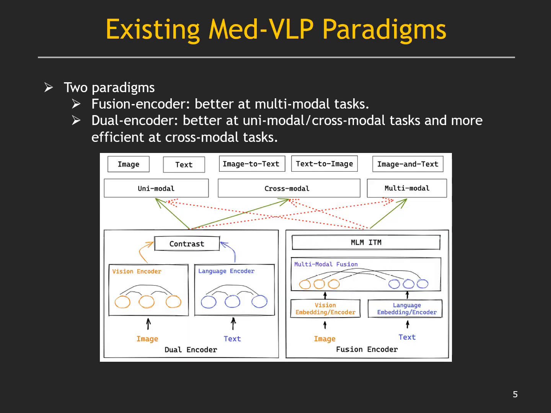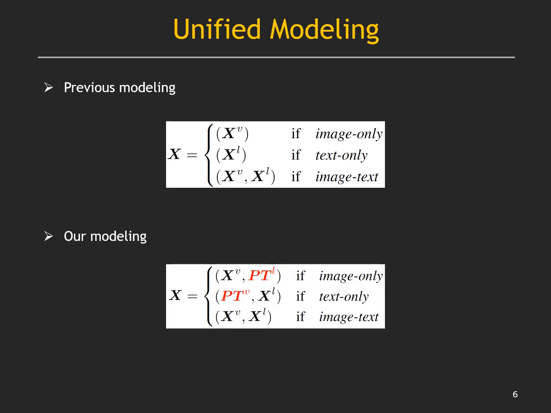Practically, there exist two typical types, i.e., the fusion encoder type and the dual encoder type, depending on whether a heavy fusion module is used. The former is superior at multimodal tasks owing to the sufficient interaction between modalities. The latter is good at unimodal and cross-modal tasks due to the single modality encoding ability. In previous modeling, dual encoder modeling requires two models to accept image-only and text-only inputs. For fusion encoder, it requires the model to encode the image-text inputs into a joint space.